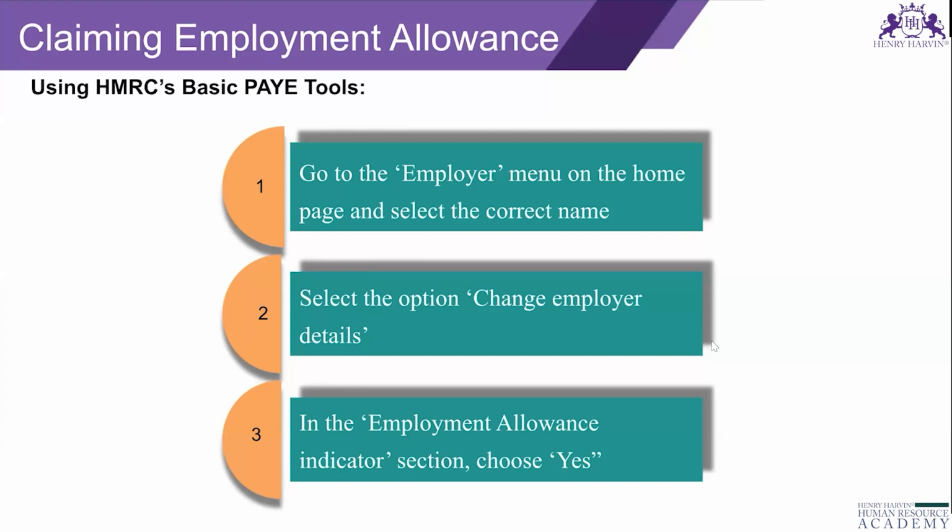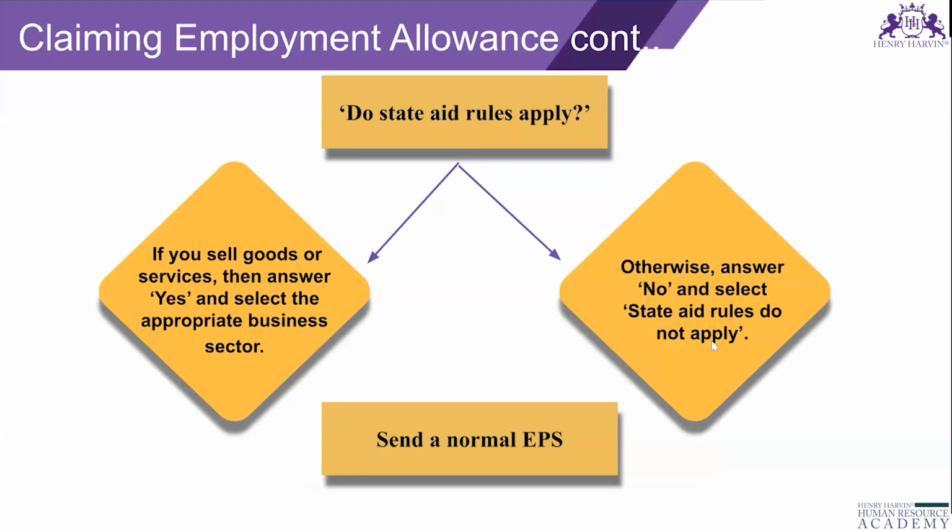So in the employment allowance indicator section, choose yes. On the portal you have to select this yes, and then it will be reflected in your FPS when you submit the FPS. Okay, now claiming employment allowance, this is again related to the same topic.